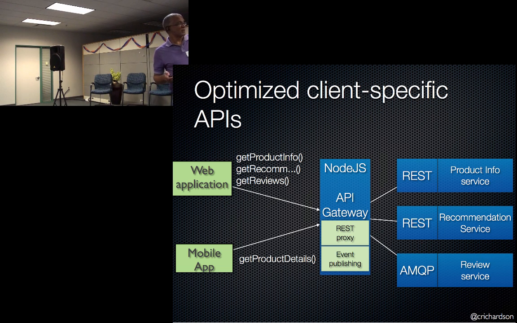And there's even an argument to be made that for the web application, even though it's going over a LAN, maybe you should encapsulate the different partitioning of the services behind the API gateway, and so it just asks for product details and doesn't actually know which services are involved. So this plays a role of encapsulation as well.